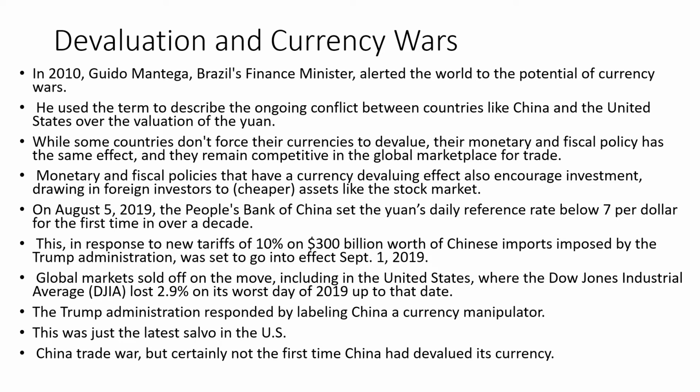On August 5 of 2019, the Central Bank of China set the reference rate below 7 per dollar for the first time in over a decade, in response to the new tariff of 10%. Global markets sold off on the move. The Trump administration responded by saying that China is a currency manipulator, which was just an attempt by the U.S. government to make the Chinese move visible to the entire world.